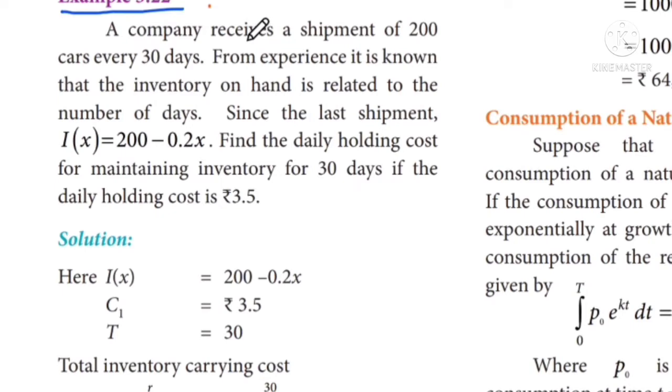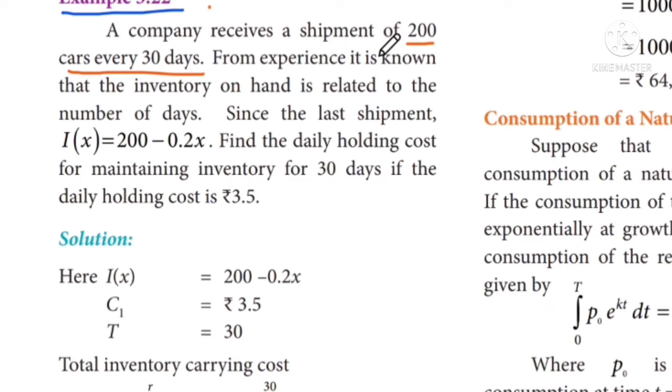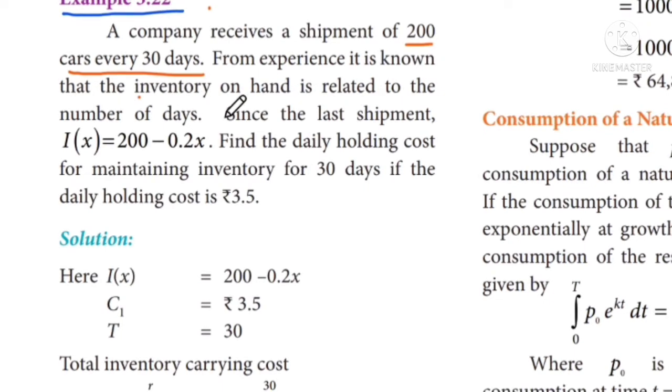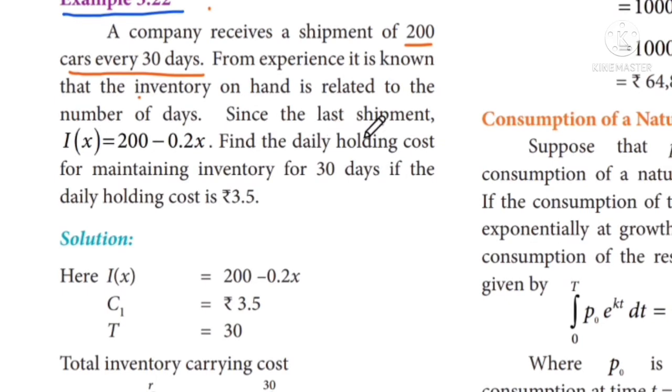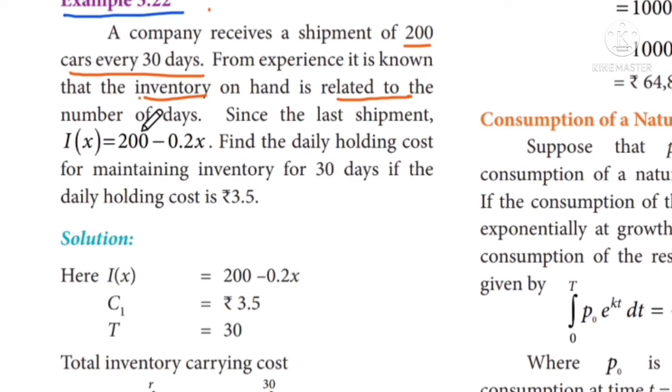So a company receives a shipment of 200 cars every 30 days. Every 30 days it receives 200 cars. From experience, it is known that the inventory on hand is related to the number of days. Inventory, that is the storage, depends on the number of days since the last shipment. This is I of x, and it is related to the number of days.